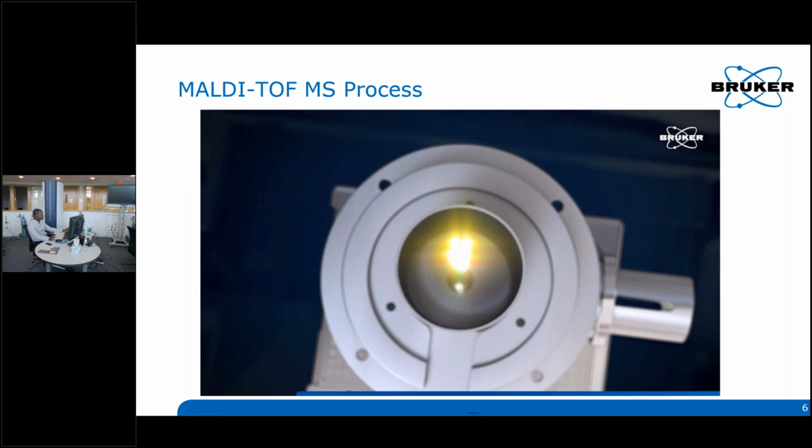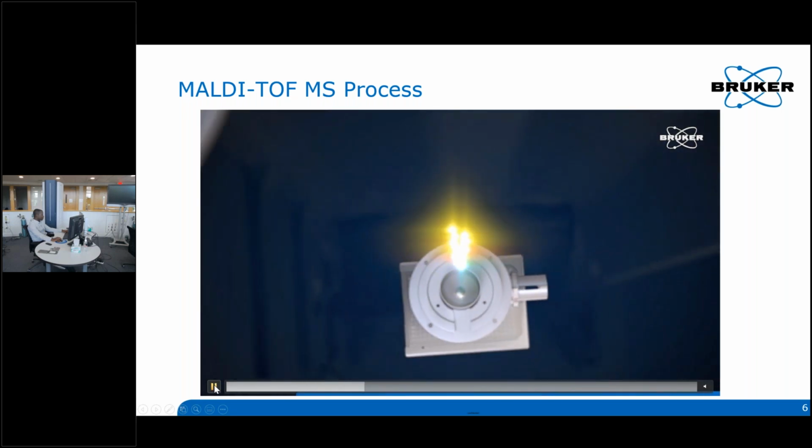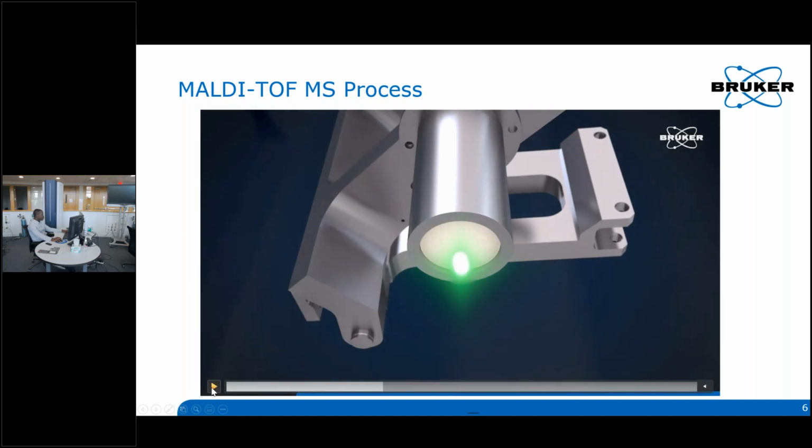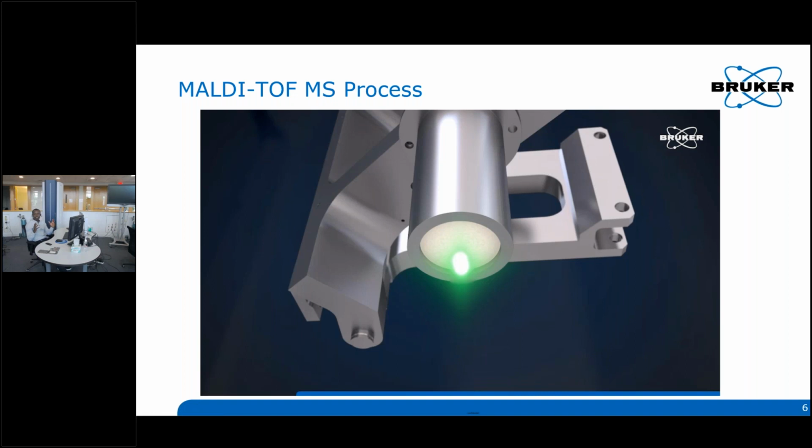The second step is the separation step, where your ions are accelerated into the tube of flight. Basically, since you have the same voltage applied onto all the ions and you have the same flight distance, the ions travel at different speeds and separate in the tube of flight, reaching the detector at different times.